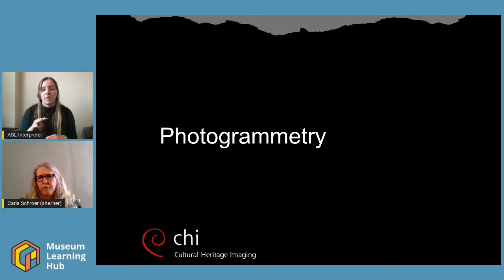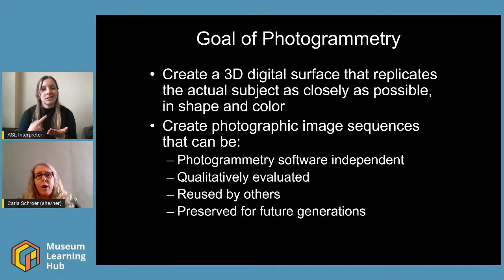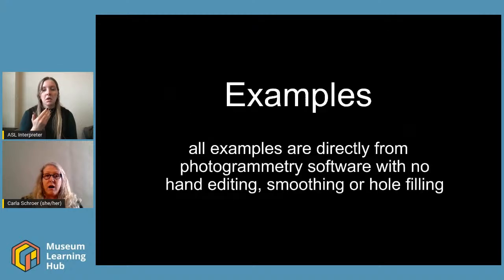Now I want to talk a little bit about photogrammetry. For photogrammetry, our goal is to create a 3D digital object that replicates our actual subject as close as we can in shape and color. We also, going back to this archiving idea, want to be thinking about how we're creating our photographic image sets. We want them to be independent of the specific software we're using. We want to follow good photogrammetric practices so that that set of images could be reused and understood by somebody else. It can also be preserved for future generations. And if we follow good practice, our data can be qualitatively and quantitatively evaluated.